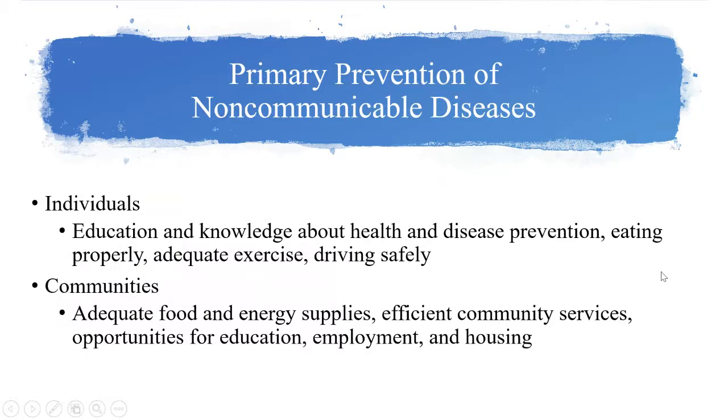When we look at primary prevention of non-communicable diseases, so again, diseases you cannot catch, for individuals, it could be education and knowledge about health and disease prevention. I mean, think about it, you all took a high school health class, that would be considered primary prevention. How to eat properly, exercise, driving safety. For communities, it's adequate food and energy supplies, having efficient community services, so access to healthcare, access to social services, opportunities for education, employment, and housing. All of these help improve or help delay the onset of non-communicable diseases.